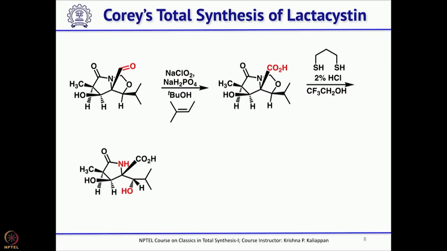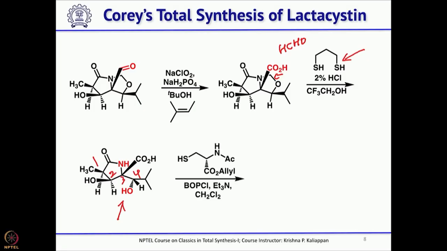1,3-propanedithiol in the presence of HCl, this CH2, that is formaldehyde, isn't it? That CH2, when it is cleaved under acidic condition, it is formaldehyde. That formaldehyde will be protected with this 1,3-propanedithiol, leaving out your amino alcohol. Basically, you are cleaving that protecting group with 1,3-propanedithiol with HCl. Okay. So now, as I said, there are four chiral centers in lactacystin. 1, 2, 3, 4. All four are done. Okay. Now we have to attach the thiol side chain.